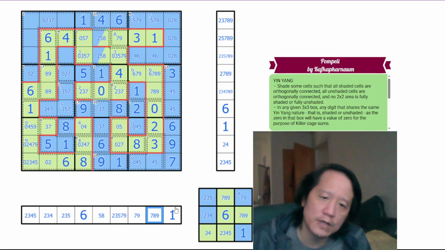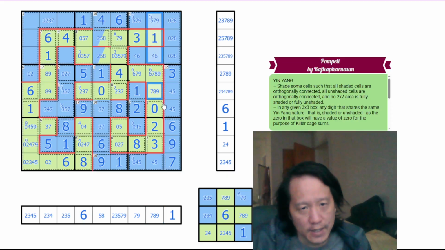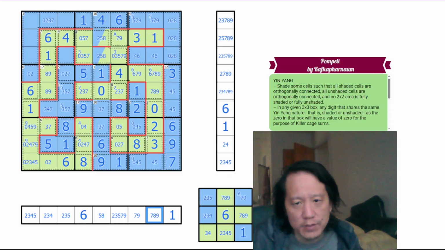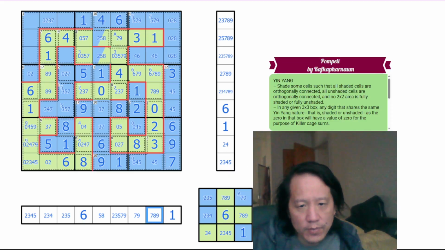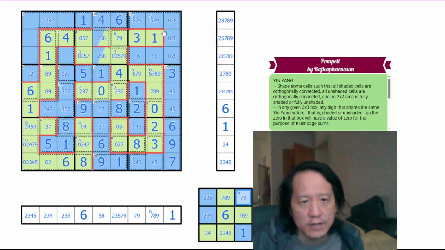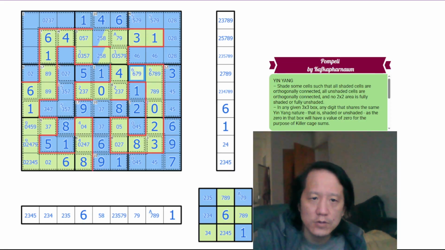This has to be A, right? Because if it's not A, that means it's missing the one from box 6 twice, which is not allowed. So this must be matching A. Because if it's not matching A, again, which means A cannot be here. So A has to be here. So this must be A here. Interesting logic.